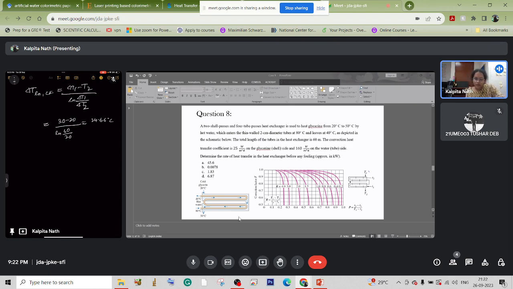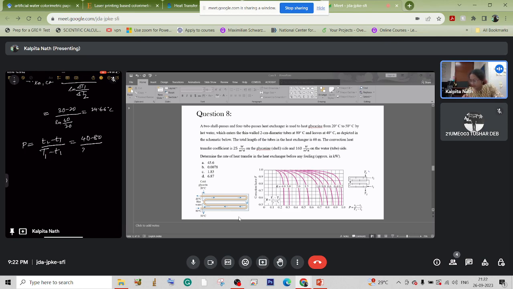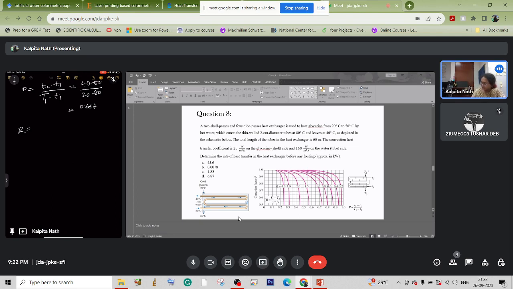And now for calculating the correction factor, we need P. So P is equal to T2 minus T1 by T1 minus T1, which is 40 minus 80 upon 20 minus 80. So this is 0.667. Now the heat capacity ratio R is T1 minus T2 upon T2 minus T1. So this is 20 minus 50 upon 40 minus 80, which is 0.75. That is the temperature difference between hot fluid and cold fluid.